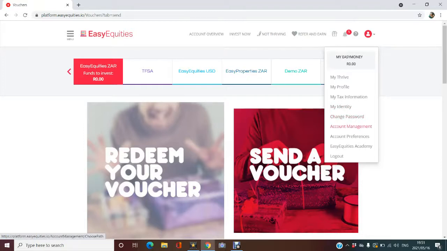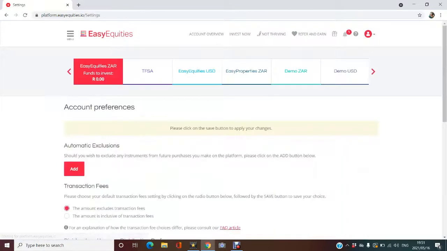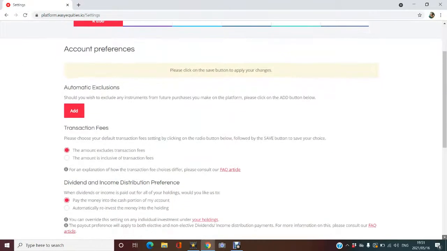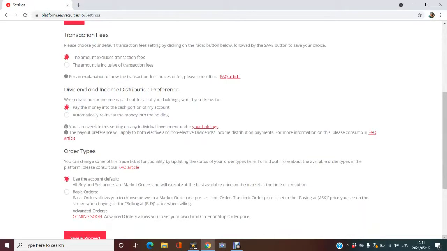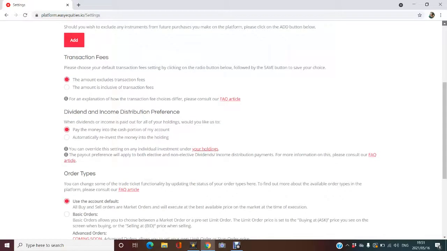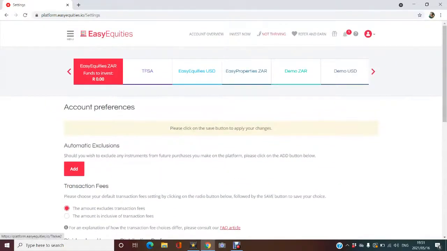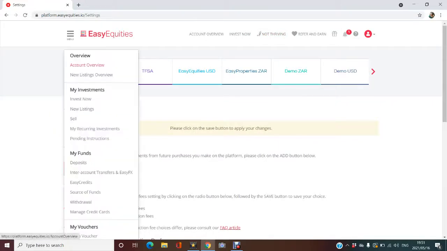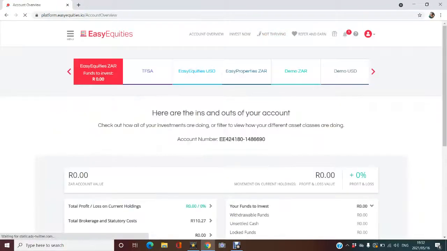Then account preferences. I think I like this because you can actually do things like settings here. So you can set how you want your account to be. For example, if you want your dividends to be automatically invested instead of you receiving them in your EasyEquities account, you can set here to say they must automatically invest your dividends. So there's quite a bit of interesting things on EasyEquities. You should definitely check them out and see what they're all about.